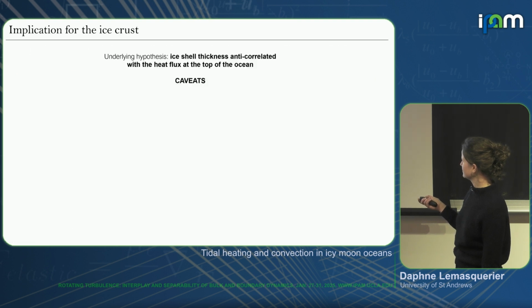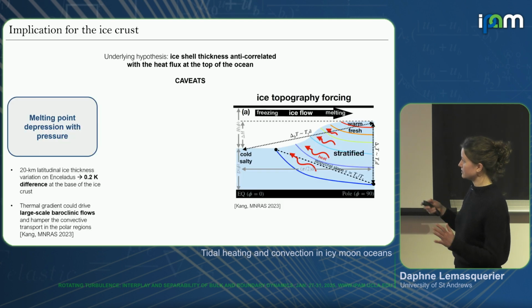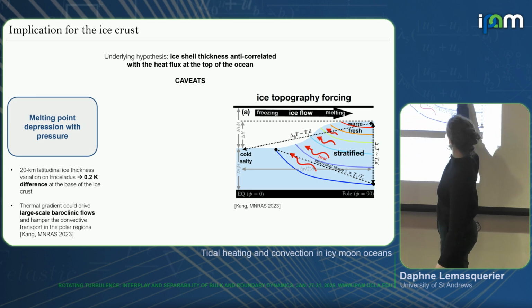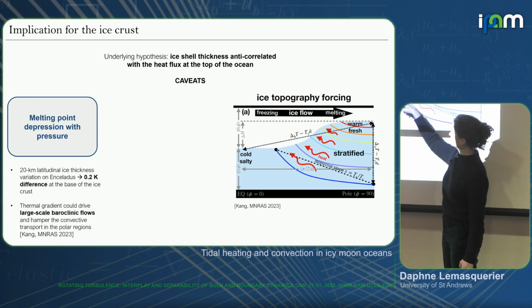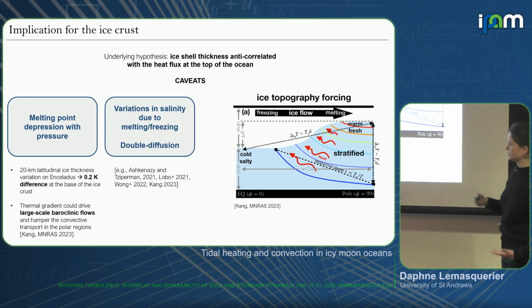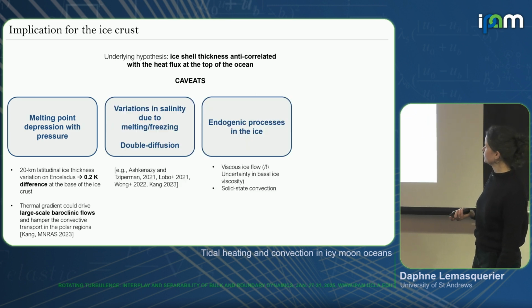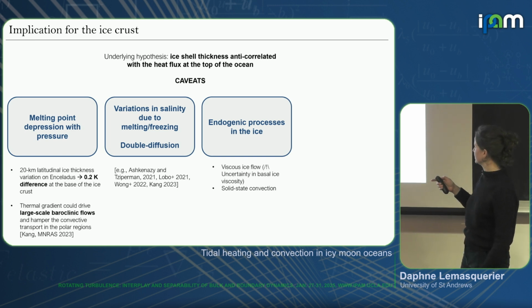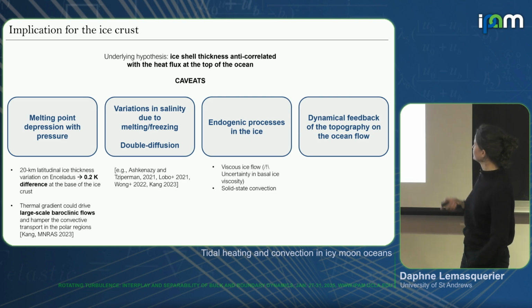So yeah, we can try to make predictions for the ice thickness. I'm going to go past this. The caveats for this have been mentioned by Krista yesterday. We're missing a lot of physical processes, including the melting point depression with pressure that will change the temperature along the top boundary, salinity, possible double diffusion, processes within the ice, such as viscous relaxation and convective flows, and the feedback of the topography on the ocean flow.